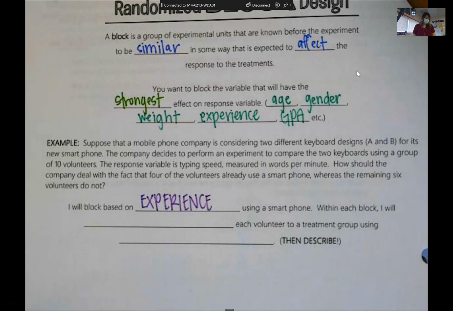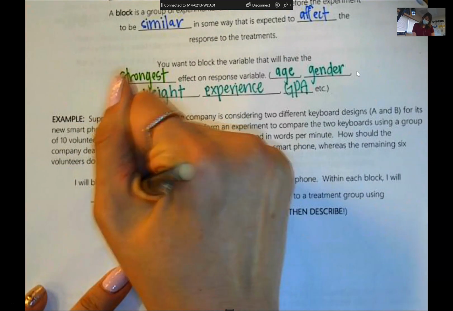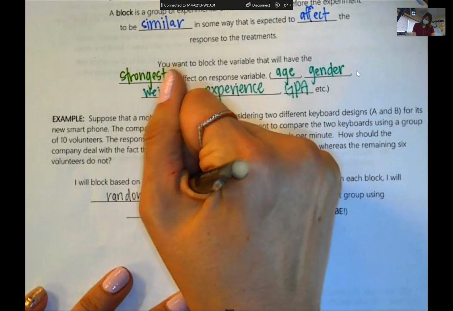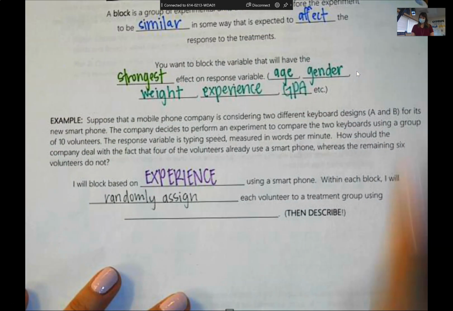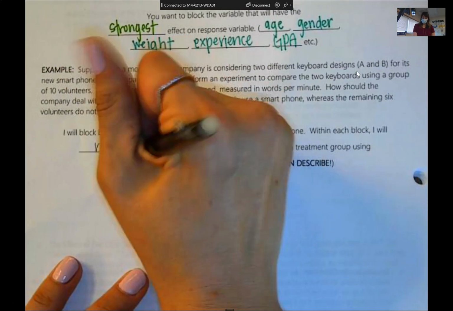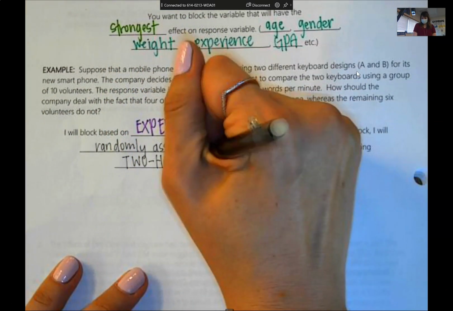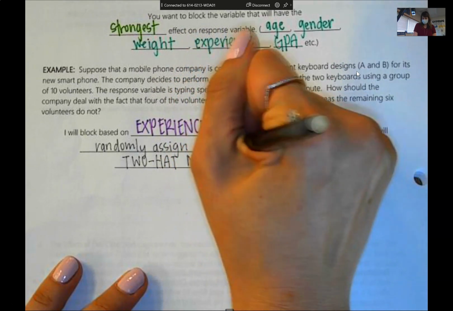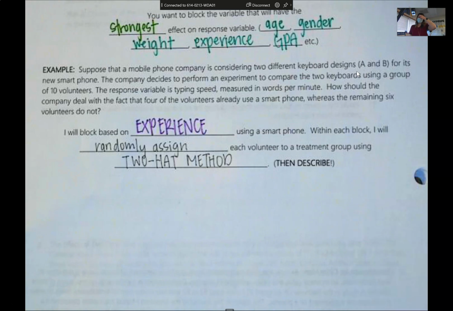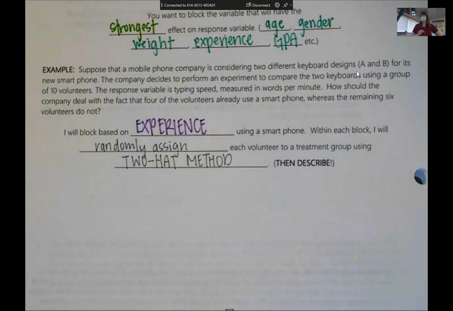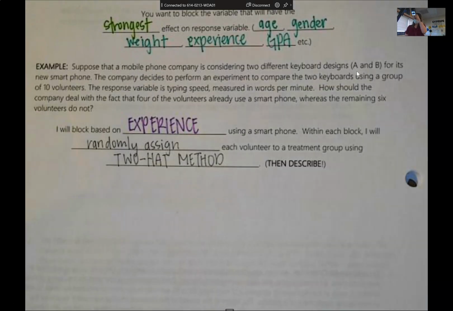Within each block, we will randomly assign each volunteer to a treatment group using two-hat method. If this were the actual exam, you would then describe how you would carry out two-hat method. Because we're just looking at an outline of what blocking is, we're not going to do that in this space down here.